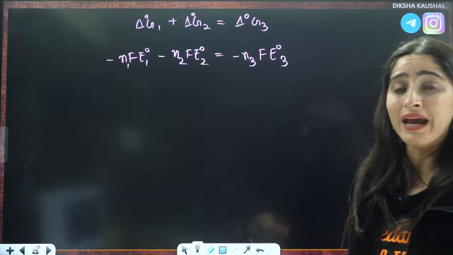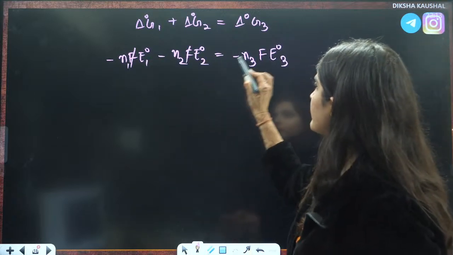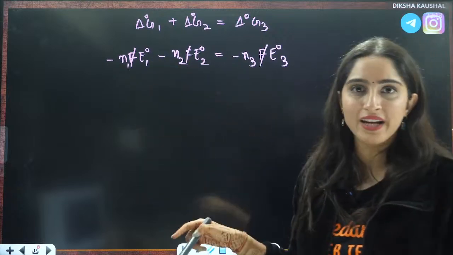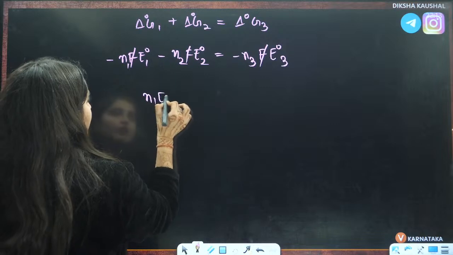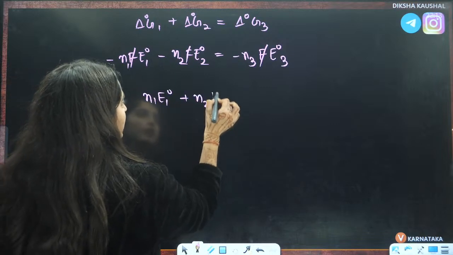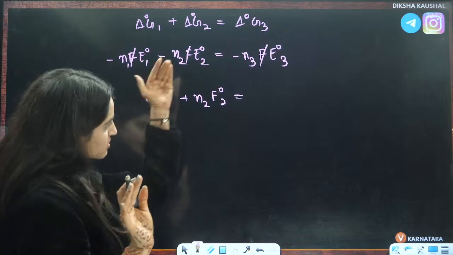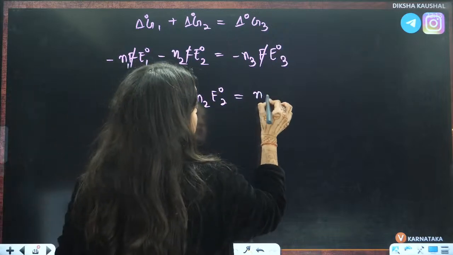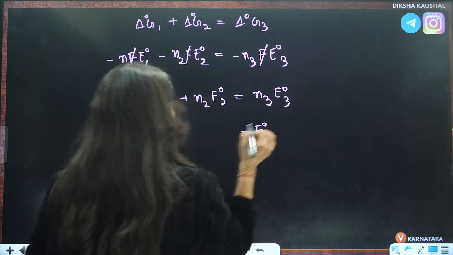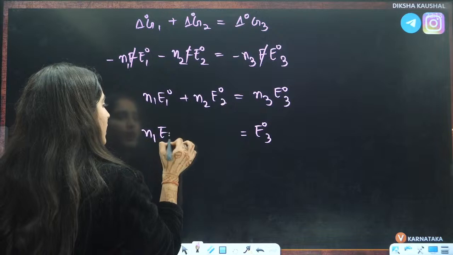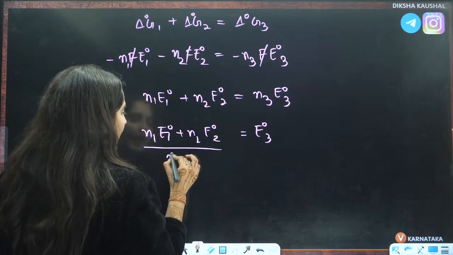Delta G is equal to minus nF E naught. F is Faraday's constant, it will cancel out, right? And the minus will also cancel out. So it will be n1 E1 naught plus n2 E2 naught equals n3 E3 naught. You don't need to cram any formula. This is the way to solve, okay? So E3 will become equal to n1 E1 plus n2 E2 divided by n3.